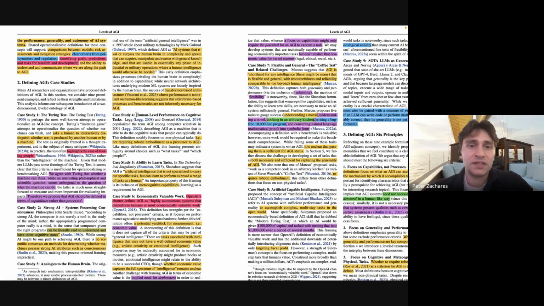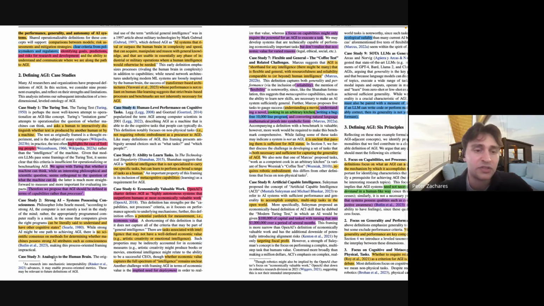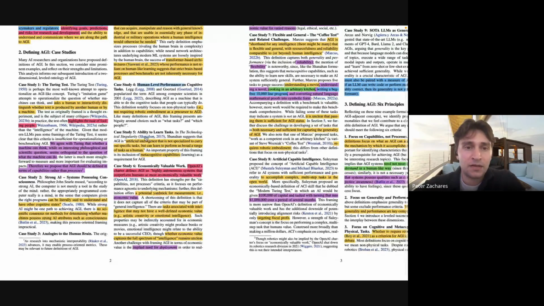The third one is analogies to the human brain. Another one they talk about is that the machine works like the human brain, but I think they say that one doesn't make sense, and we'll talk about why later. Then the fourth case study is human level performance on cognitive tasks, like problem solving ability that's similar to humans.